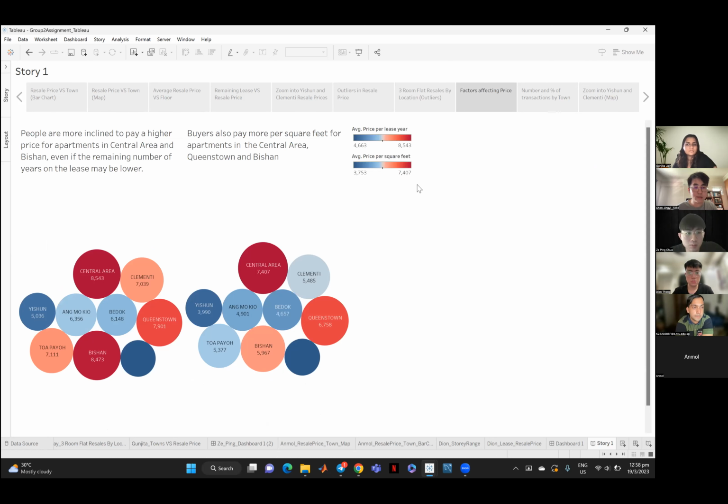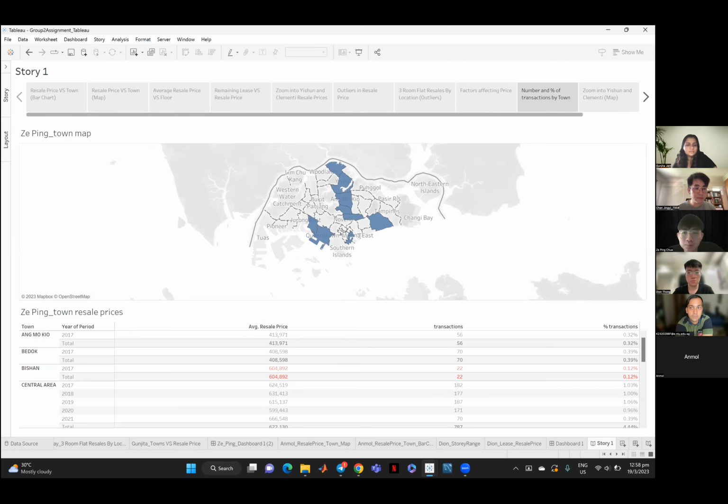we can see that this makes sense because for flats in Queenstown and Clementi, people are more inclined to pay a higher price, even if the remaining number of years on the lease may be lower. Buyers are also more inclined to pay more per square feet for apartments in Queenstown, Clementi and Toa Payoh, which might explain why for these 3-room flats, there might be a large number of outliers in resale price, which tends to be from apartments in these areas. Yep. So moving on to the next person.